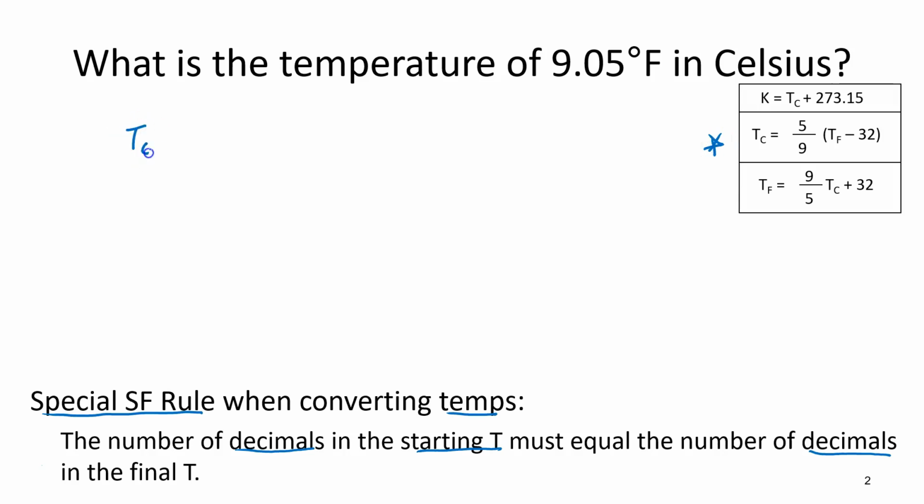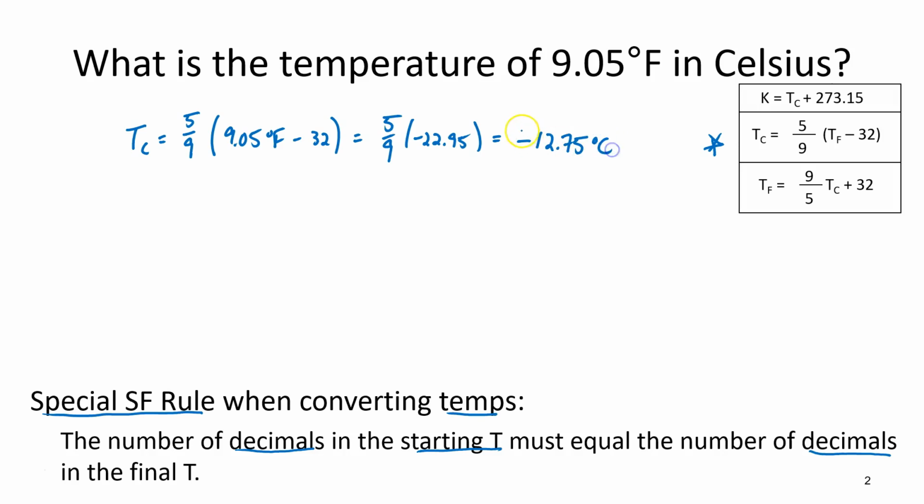The temperature in Celsius is going to be equal to 5/9 times the temperature in Fahrenheit. Well, that's 9.05. And we're going to subtract 32. So let's see if we can do this. 9.05 minus 32. I'm getting negative 22.95, and then multiply by 5 and divide by 9. I am getting negative 12.75 degrees Celsius. And I think that's my final answer, right?